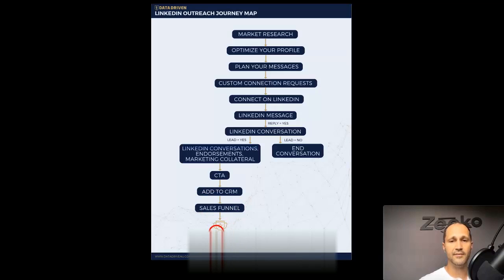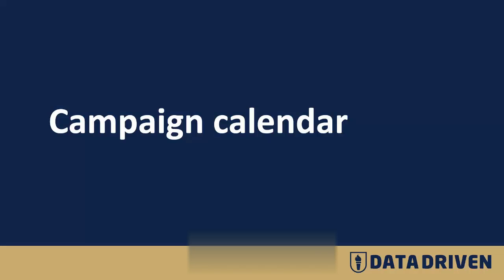So at a really high level, to give you vision, this is where you start market research, and then this is where it ends. They convert to your sales funnel from LinkedIn, and then your sales funnel has to be strong and get them as a client. That's big picture stuff. Now let's talk about your daily action plan, which we're going to call a campaign calendar.